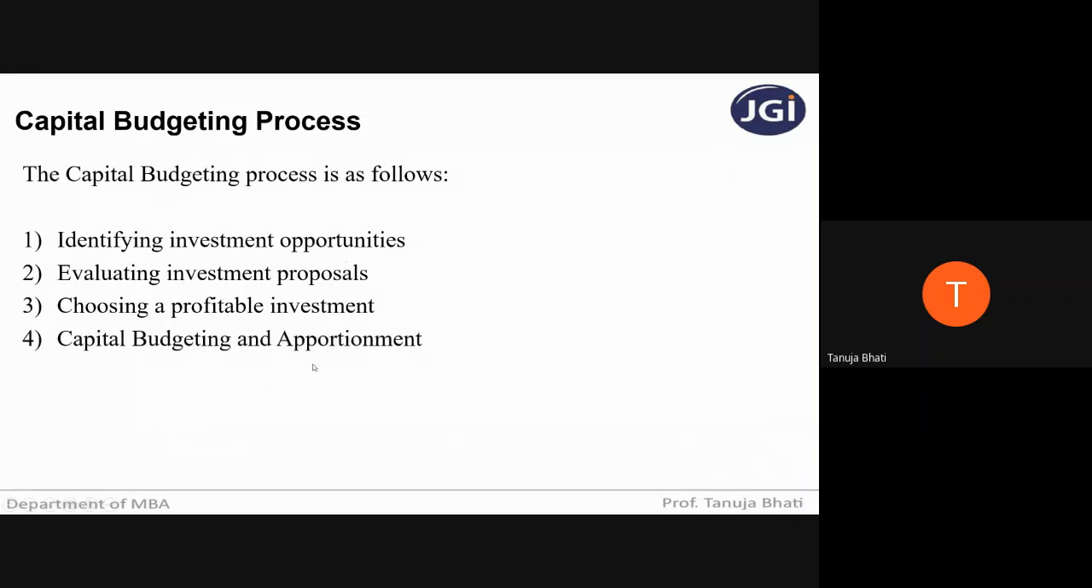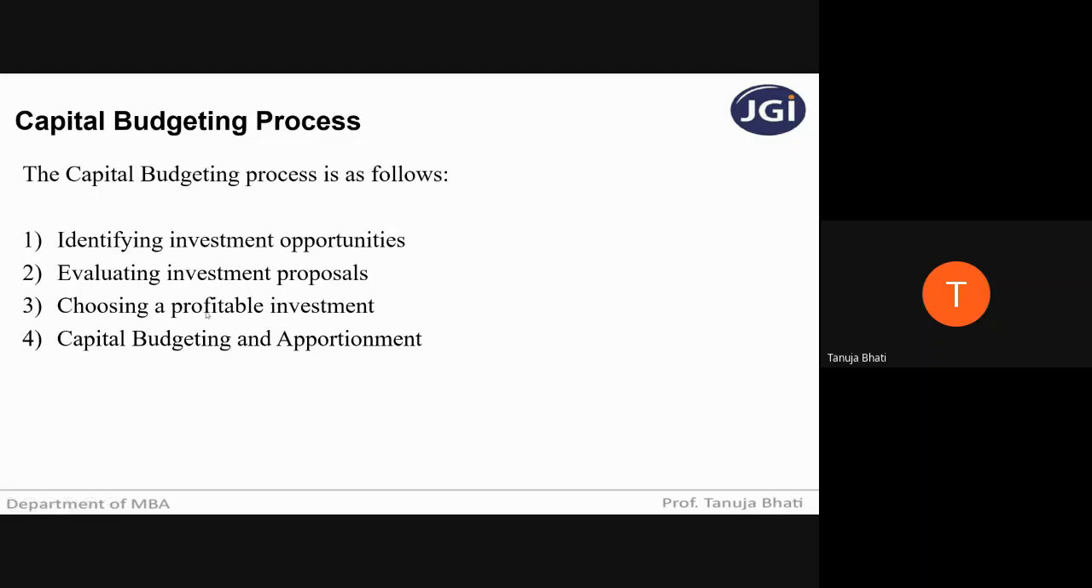Next step is capital budgeting and apportionment. Now, what happens after the project has been selected? In the third point, it is selecting a particular proposal or project. So once a project has been selected, the organization has to fund that project. Now the real finance comes into the picture once a project has been selected.